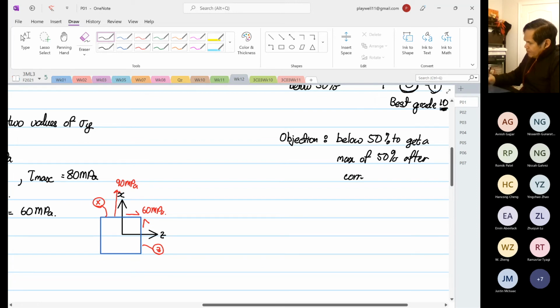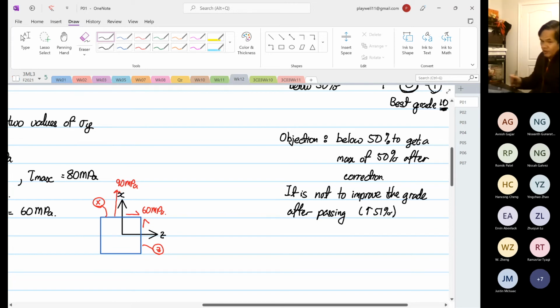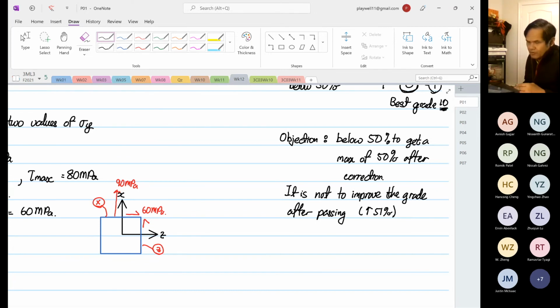Are we clear? Okay. I'd like to declare this: it is not to improve the grade after passing. I.e., if you get above 51% or 50%, it's not for you. I want to do correction now, I know how to do it now, I want to do it better. Are we clear about that?